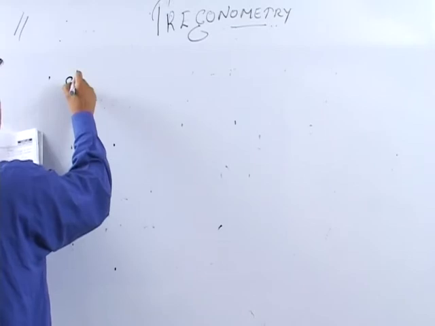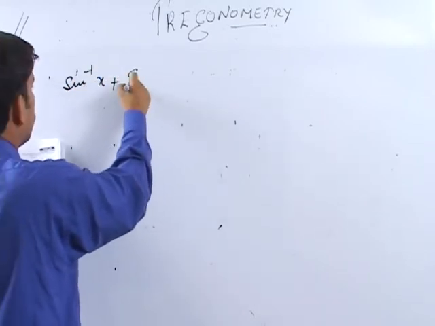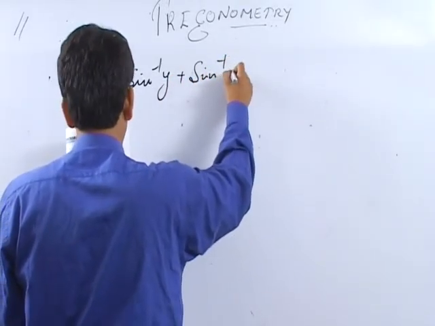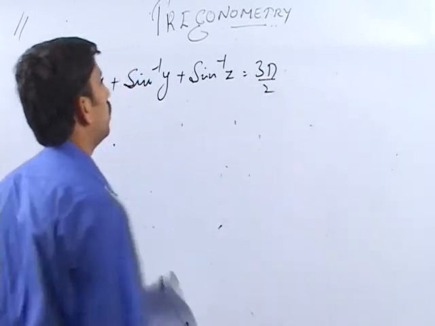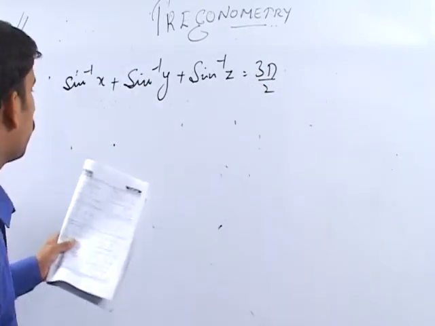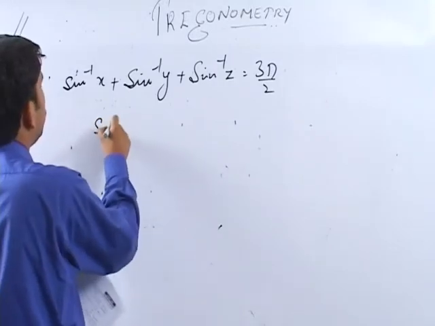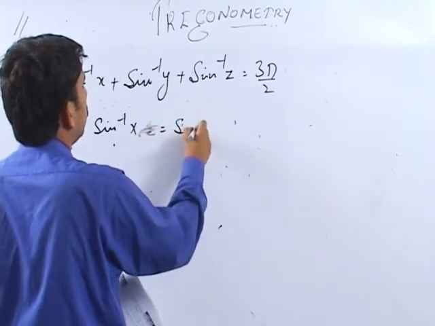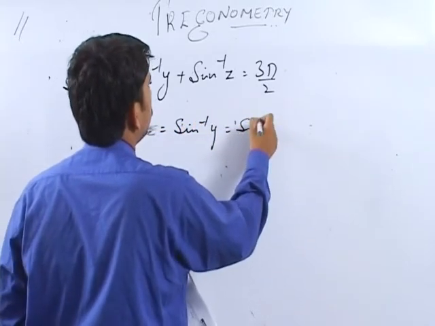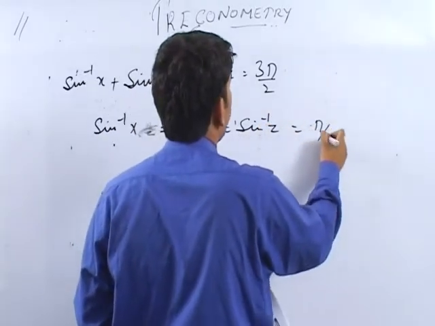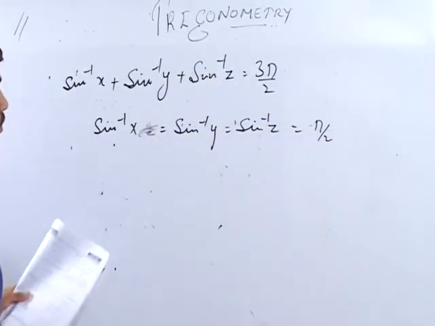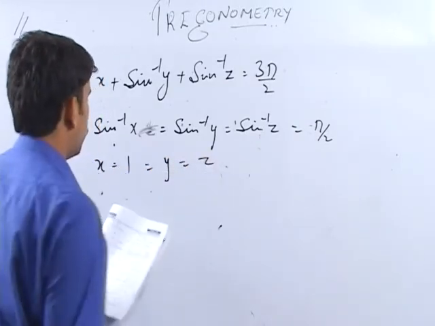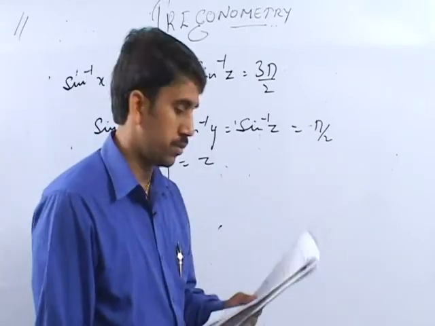You have sin inverse x plus sin inverse y plus sin inverse z is equal to 3 pi by 2. Now this will be possible if and only if sin inverse x is equal to sin inverse y is equal to sin inverse z is equal to pi by 2. Therefore, x will be equal to sin pi by 2, which is 1, is equal to y is equal to z. That means x is equal to 1, y is equal to 1, z is also equal to 1.